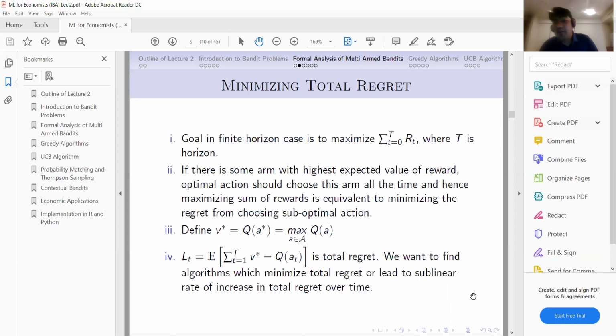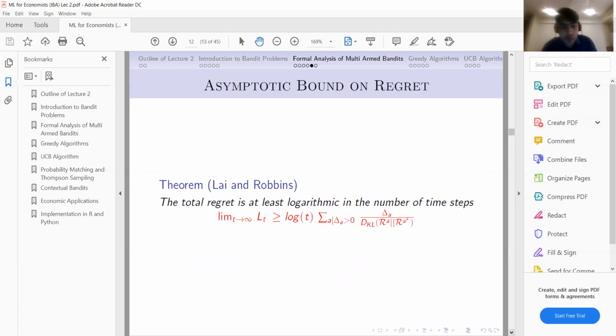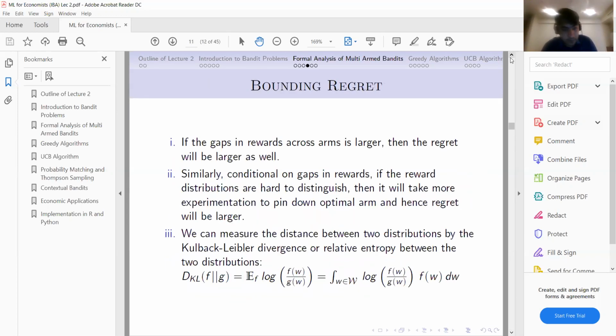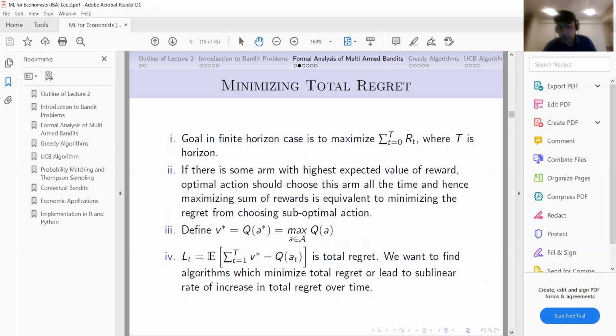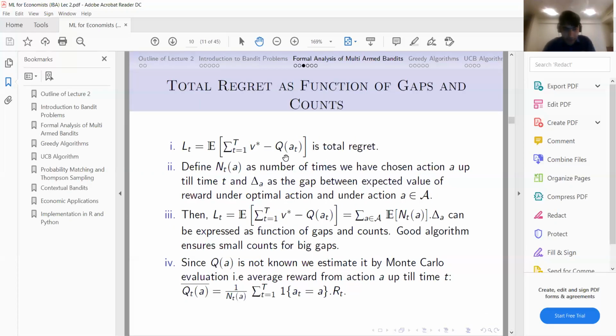Now, the objective of this analysis is to find an algorithm which is going to lead to a regret that has a concave, or sublinear, rate of increase over time, so that we don't blow up our regret over time, because that is what we're trying to minimize. So we say that we want to find a sublinear rate of increase in the total regret over time. By sublinear, I just mean concave, and not simply a linear rate of regret over time. I'll come to that later. Right, so that's what we're trying to do. This is the total regret.